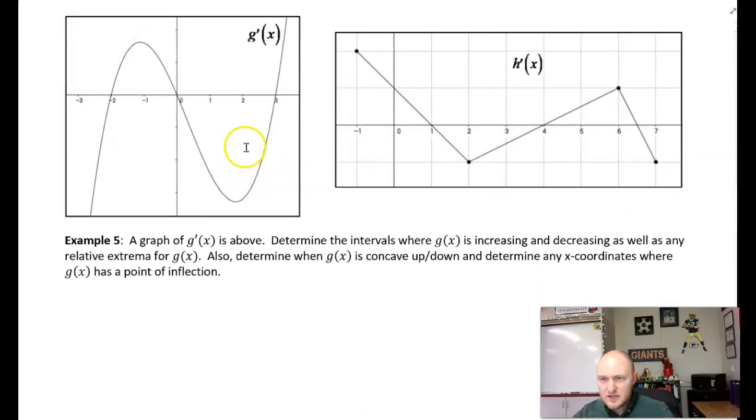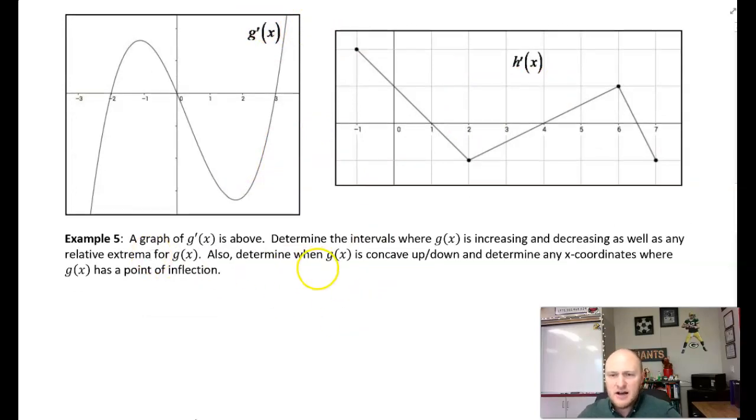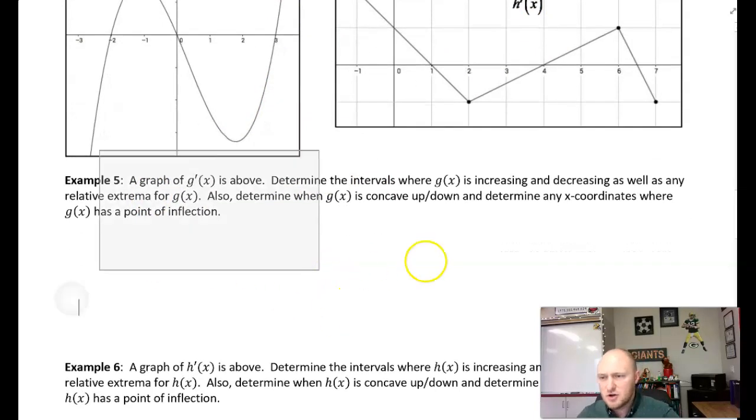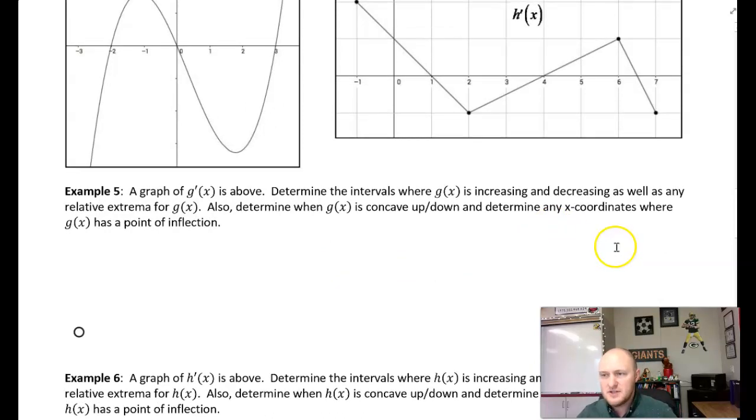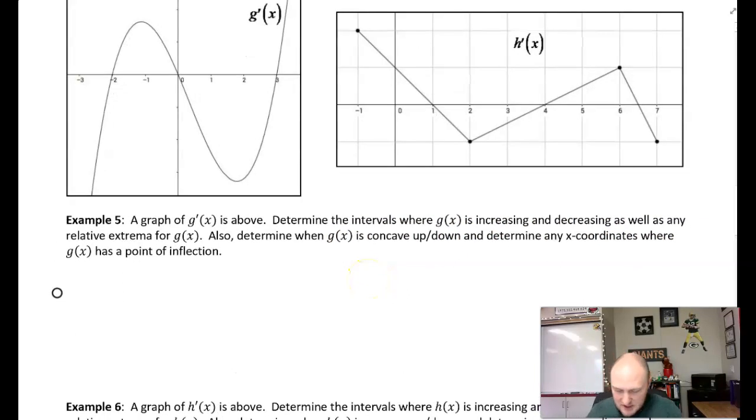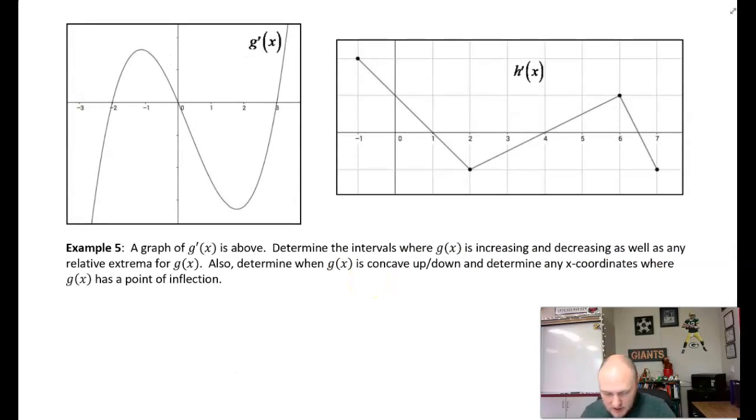So example 5, here is g prime and h prime. They say a graph of g prime is above. Determine the intervals where g of x is increasing and decreasing, as well as any relative extrema. Also, determine when g of x is concave up, down, and determine any x coordinates where g of x has a point of inflection. Okay, so I'm going to do increasing and decreasing first.